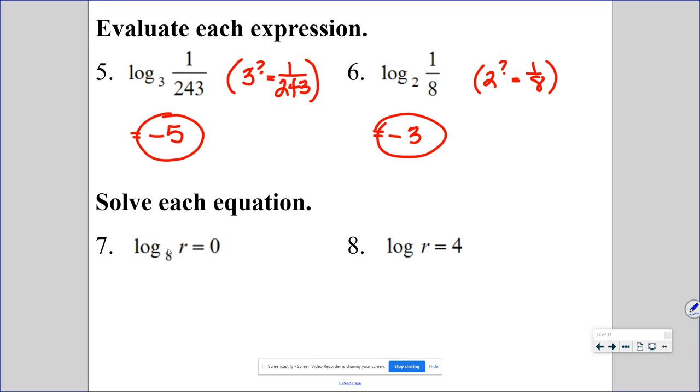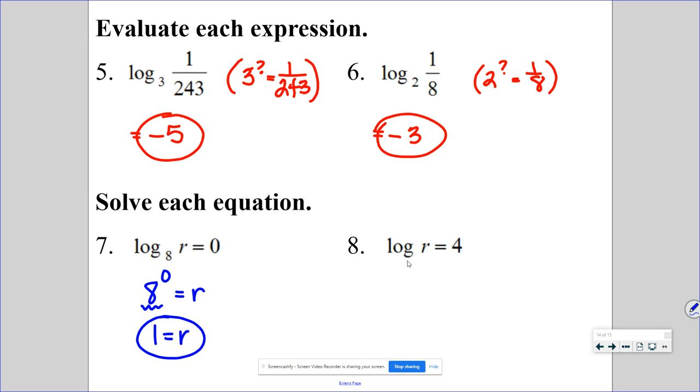Solve each equation. All right. Log base 8 of r is equal to 0. This is kind of hard to solve if you're just thinking about it in terms of what's shown. But let's think about what we know about logarithms. Kind of the way that we rewrote the logarithms on the first 4 examples here, let's write it as 8 to this number out here, that must be the power, is equal to the inside number. And let's solve a little further. What is 8 to the 0 power? Isn't that 1? So that means r must be 1.